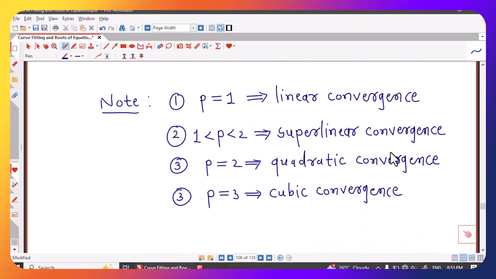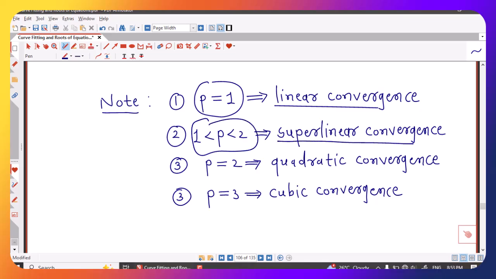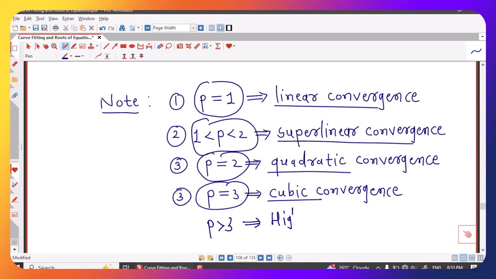And here I have written that if order of convergence p is 1, then convergence is called linear. If order of convergence is between 1 and 2, convergence is superlinear. For p equal to 2, convergence is called quadratic convergence. For p equal to 3, it is called cubic convergence. And for p greater than 3, we can say that convergence is of higher order.